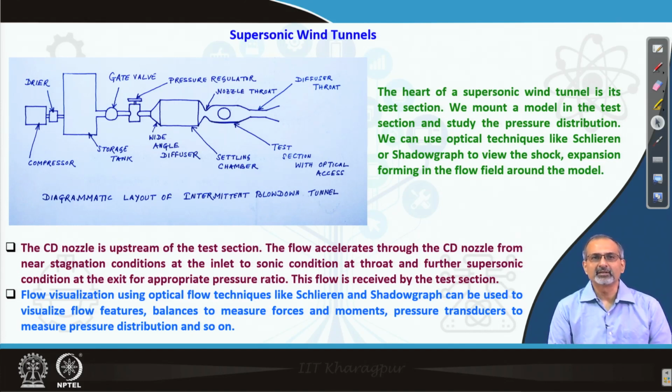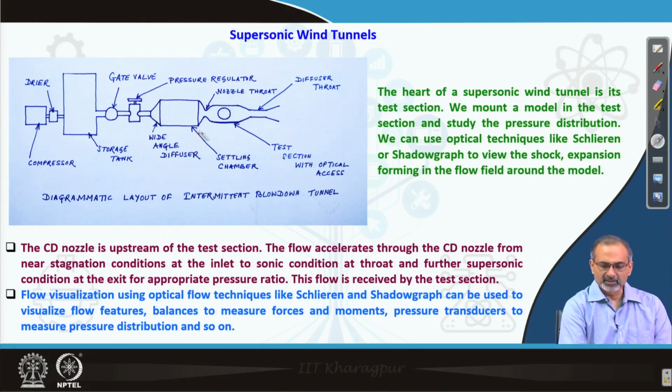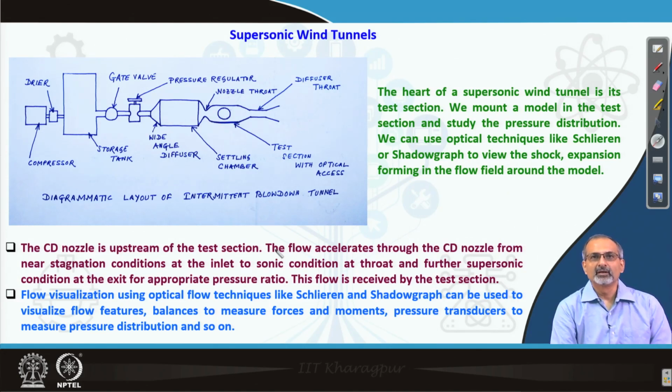test section where the model is usually kept with some optical axis, which is indicated by the circular portion, and then the second throat and the subsonic diffuser. So this is basically the schematic of the intermittent blowdown tunnel that we are talking about, and much of the experiments in the supersonic world is conducted in tunnels of this kind.